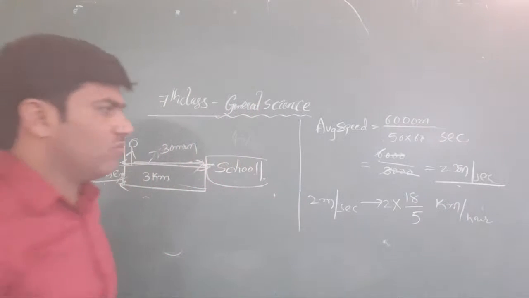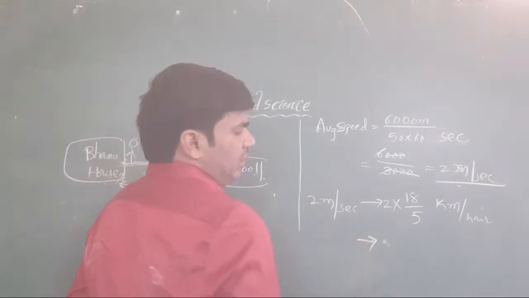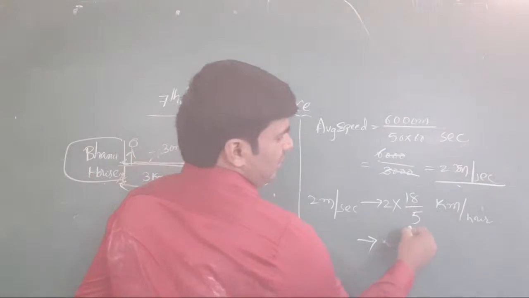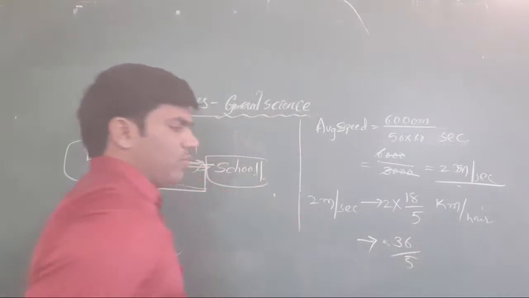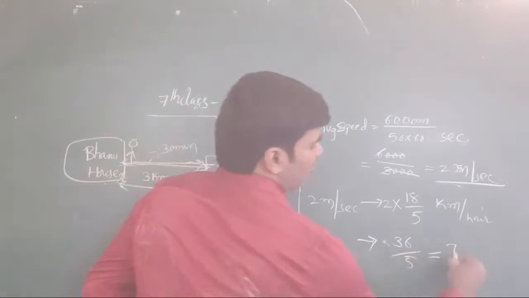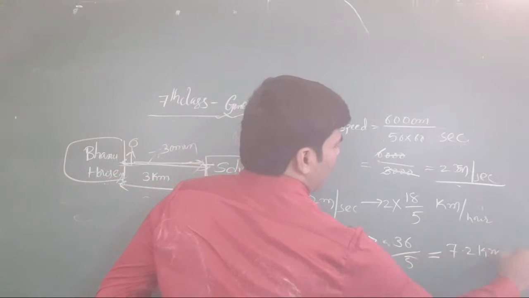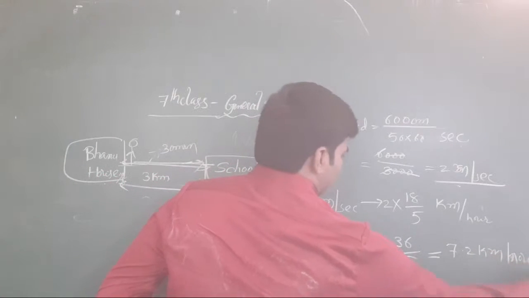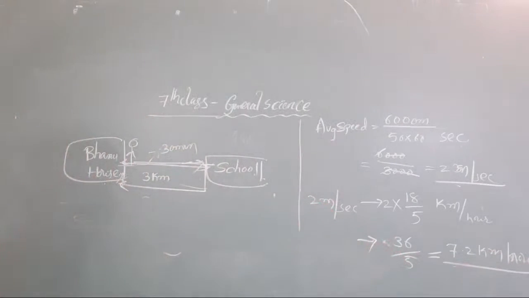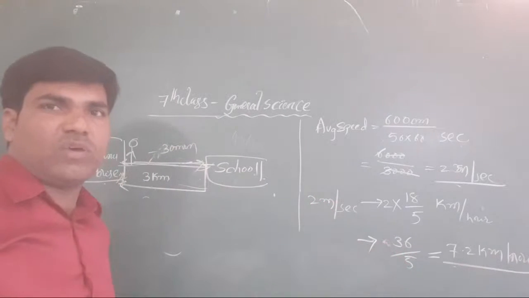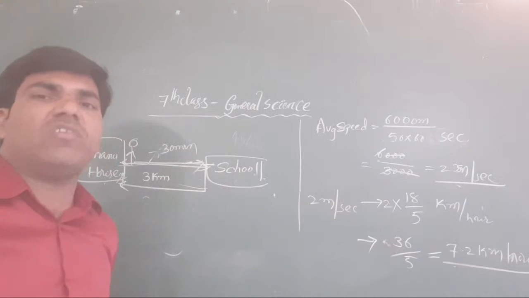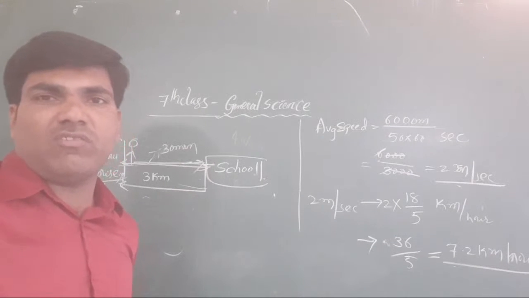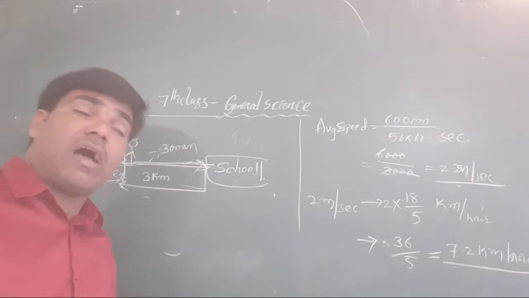Okay, clear or not, all the students? It becomes what actually? It becomes 36 by 5. The answer is approximately 7.2 kilometer per hour. This is the answer you have to find in this way. Okay, it takes time, but this type of question in multiple choice questions, you have to solve at last.